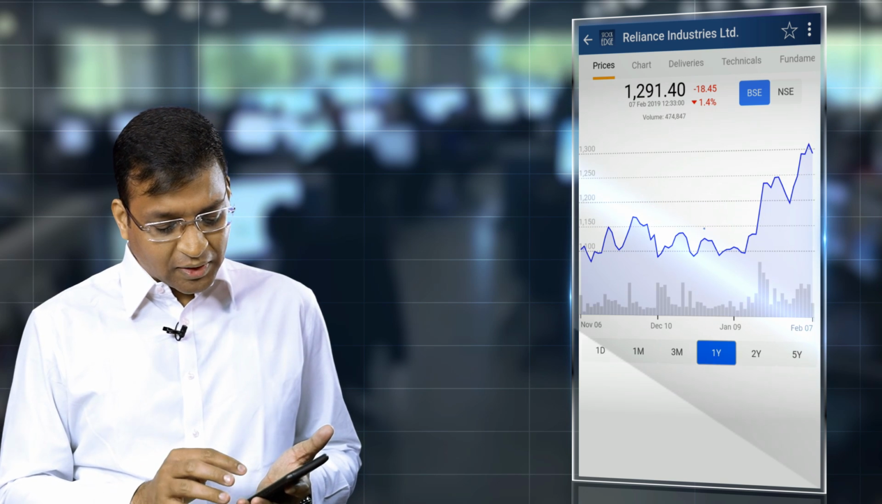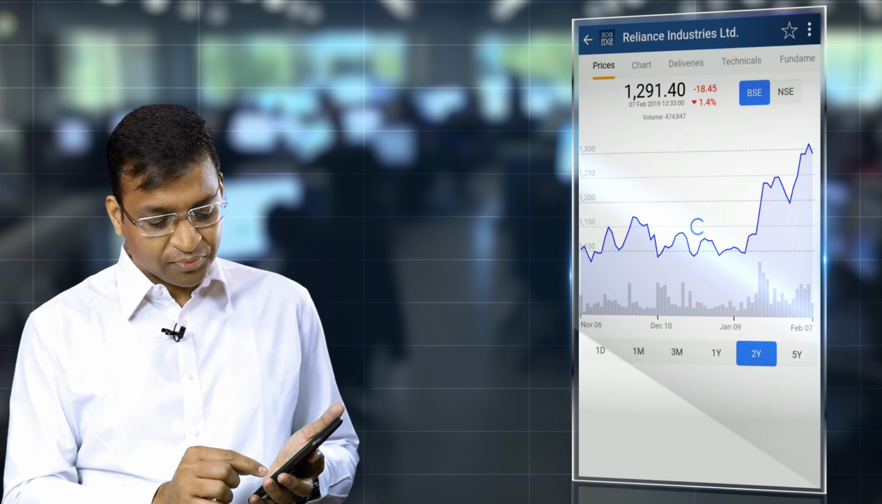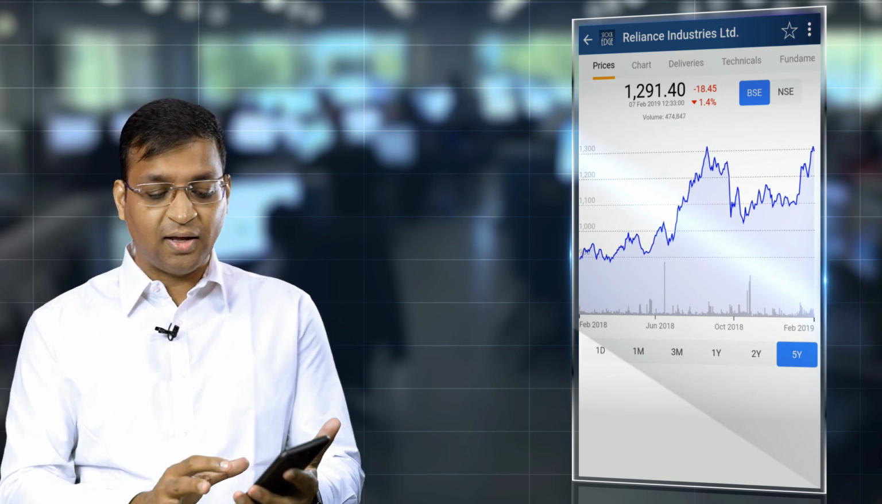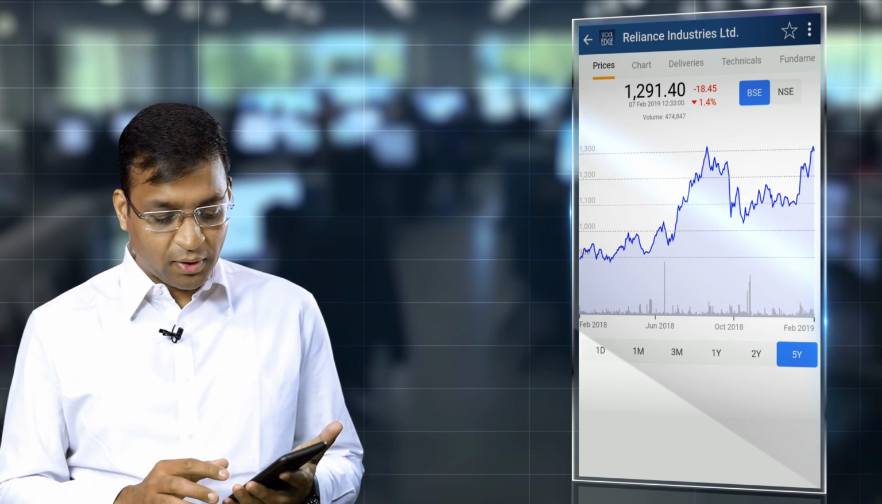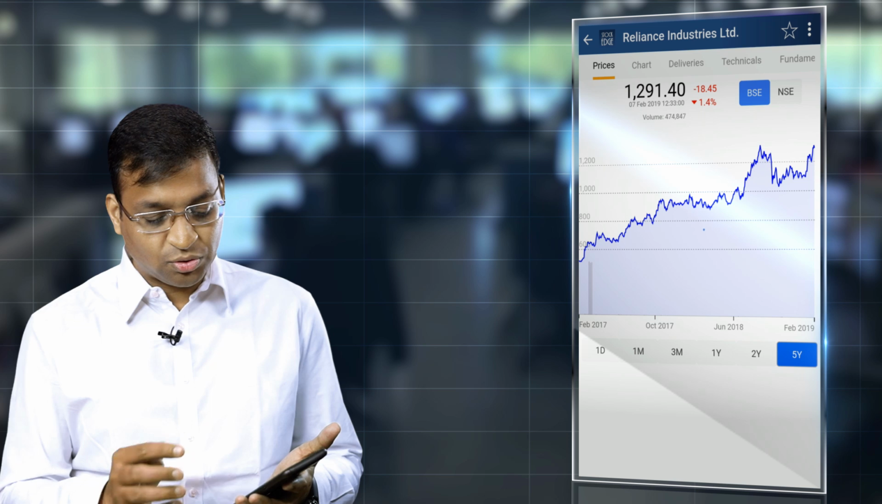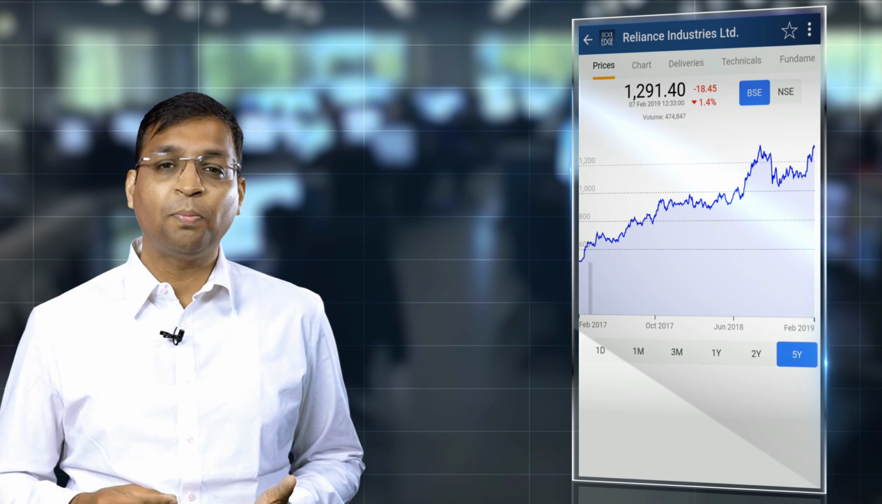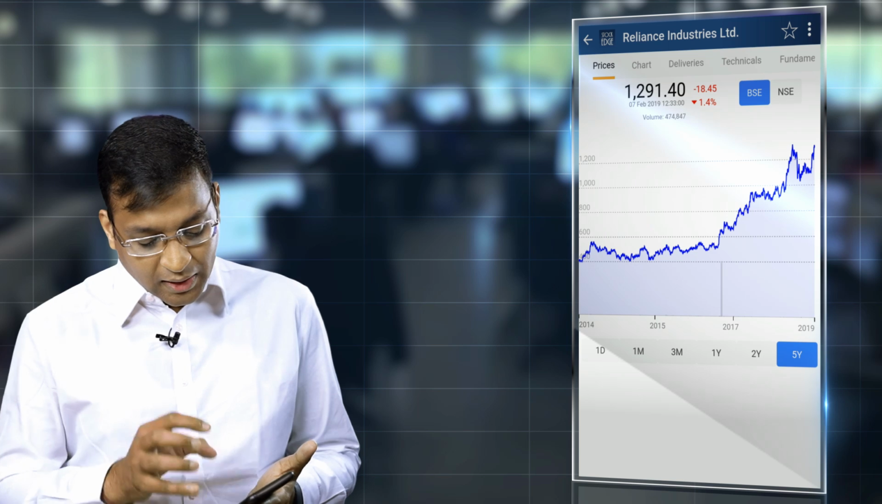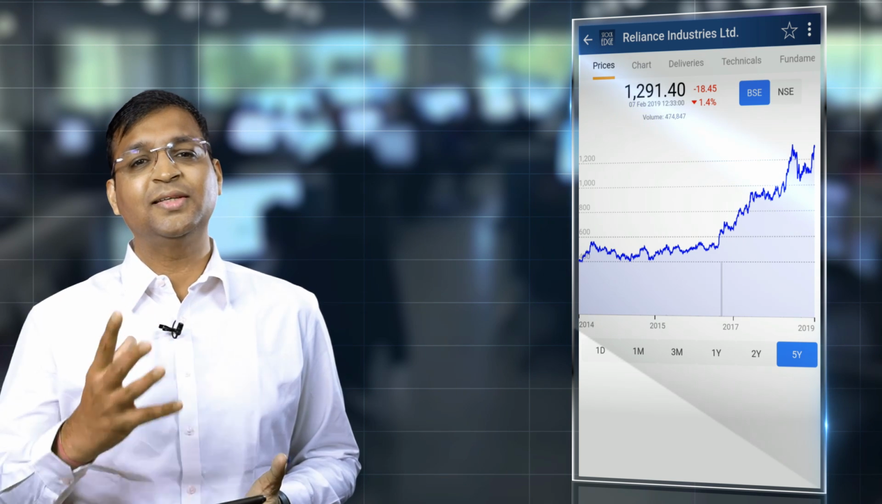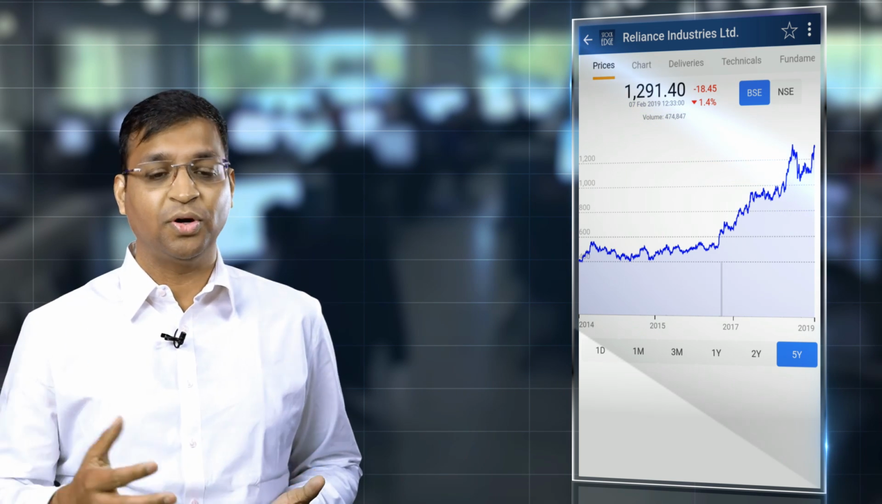So if you see, a simple price chart can give you a fair understanding of how the stock has been moving over a period of time, and the time period can be 2 years, 5 years, depending upon the judgment you want to make about that company. This chart is a very simple price chart which is giving you a trend.